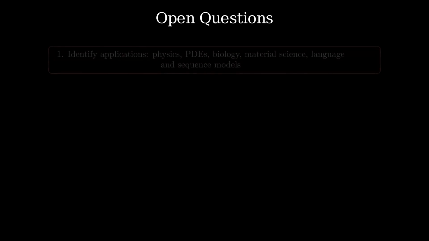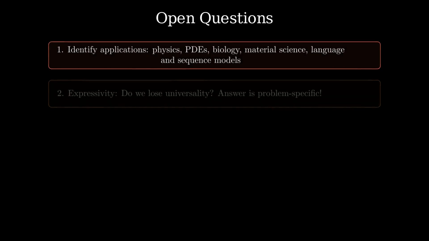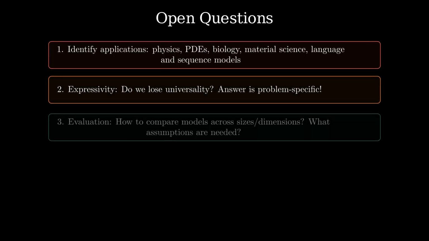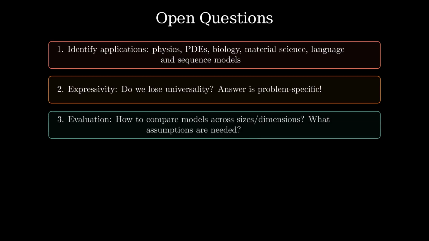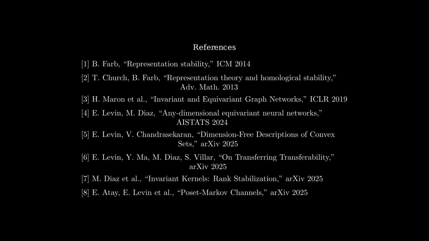Several fundamental open problems remain. First, identify applications and build any-dimensional models for physics, PDEs, biology, materials science, language, and sequence models. Second, do we lose expressivity? Universality is problem-specific. Some functions cannot be represented with finite parameters across all dimensions. Third, how to evaluate models on objects of different sizes and dimensions. What are the right assumptions and metrics? Here are the key references for this section.